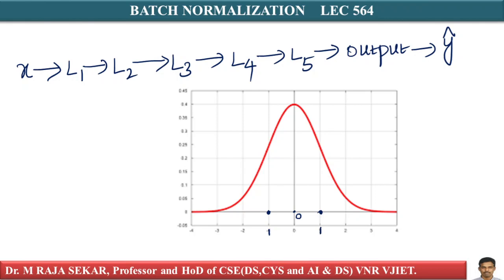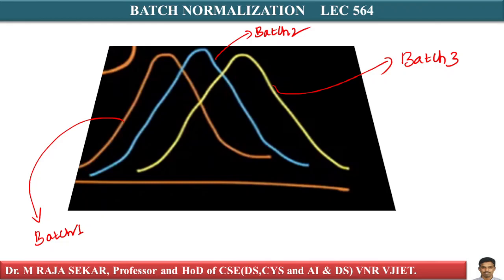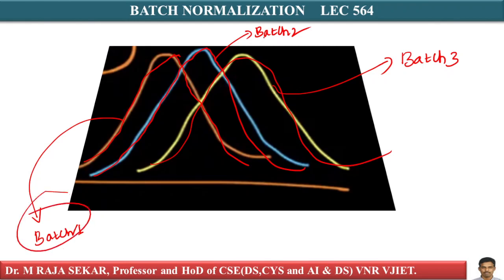But what happens is, for layer L5 in batch 1 the distribution is like this. For batch 2 the distribution is like this. For batch 3 the distribution is like this. Just see, for layer 5 what's happening here. This is the distribution for batch 1, this will be the distribution for batch 2, and this will be the distribution for batch 3.